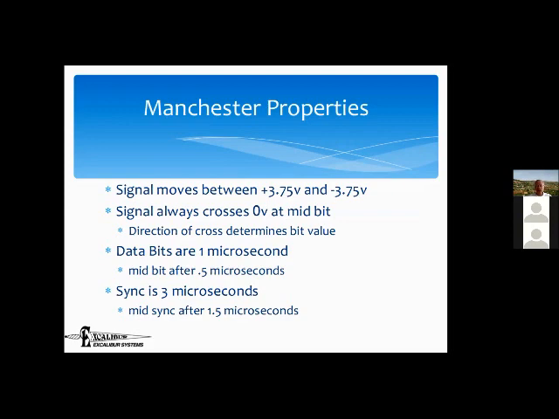Now, the signal of the code moves between plus and minus 3.75 volts, so 3 3/4 volts. And in the middle of every bit, it crosses 0. It either moves from plus 3.75 to minus 3.75, or it moves from minus 3.75 to plus 3.75. So it's always moving in one direction or the other in the middle of every bit. And the direction determines whether it's a 0 or a 1.